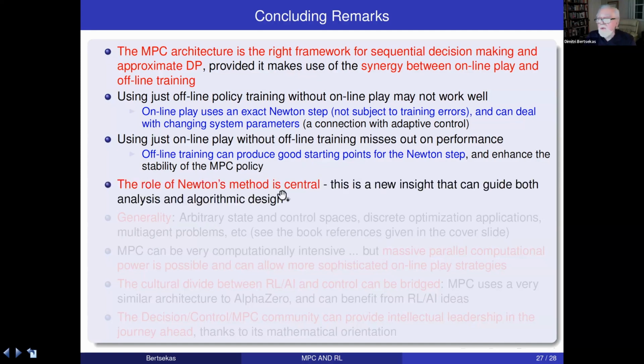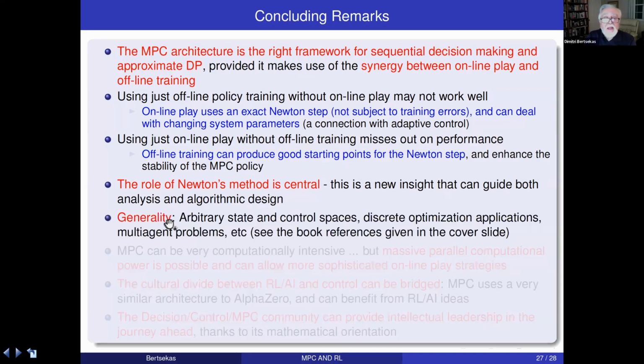Now, the role of Newton's method in order to get these insights is central. It provides new insights that can guide both analysis and algorithmic design. The framework is very general in the sense that it applies to arbitrary state and control spaces and discrete and continuous optimization applications, multi-agent problems, and so on.